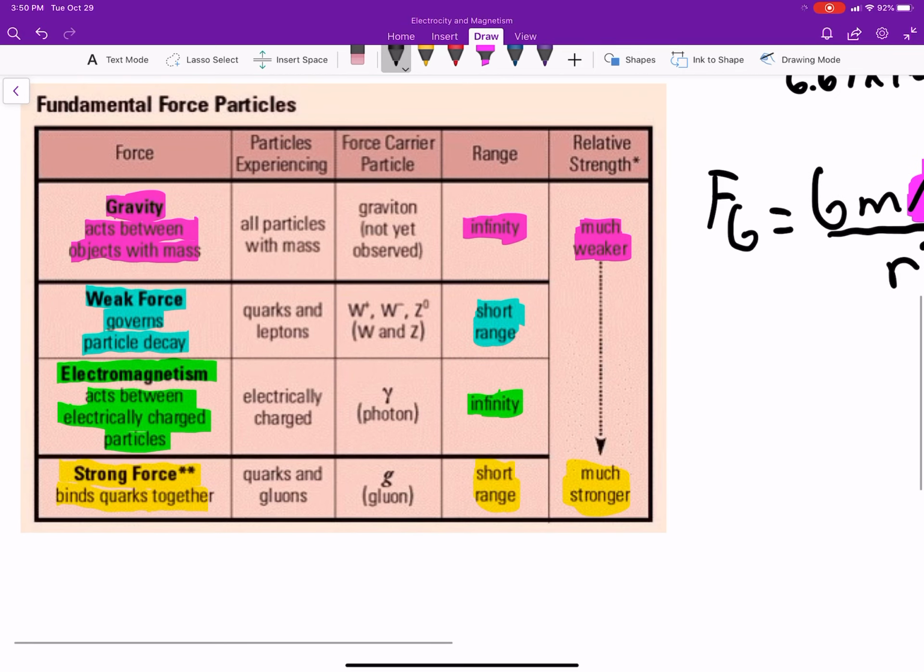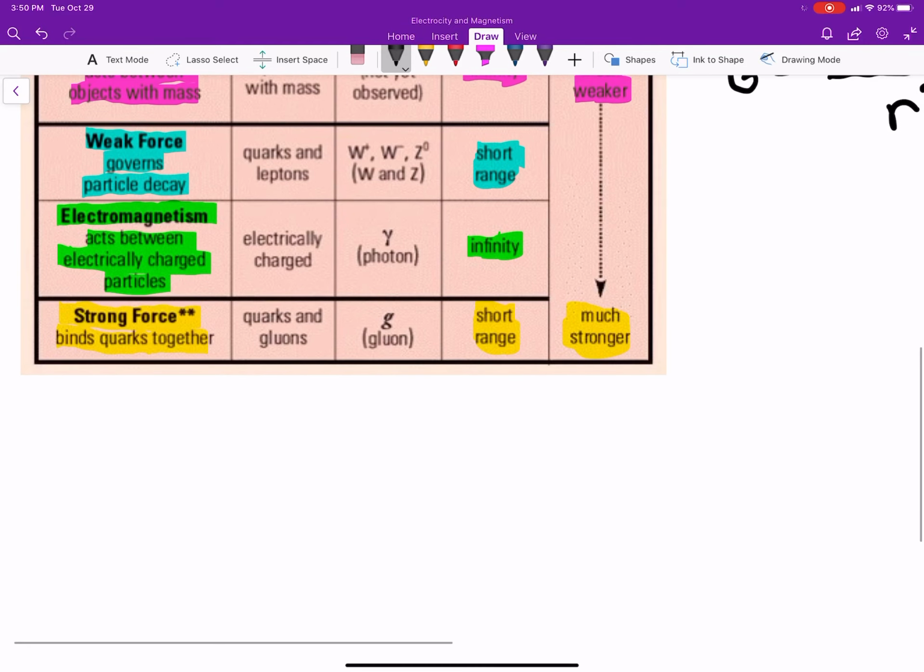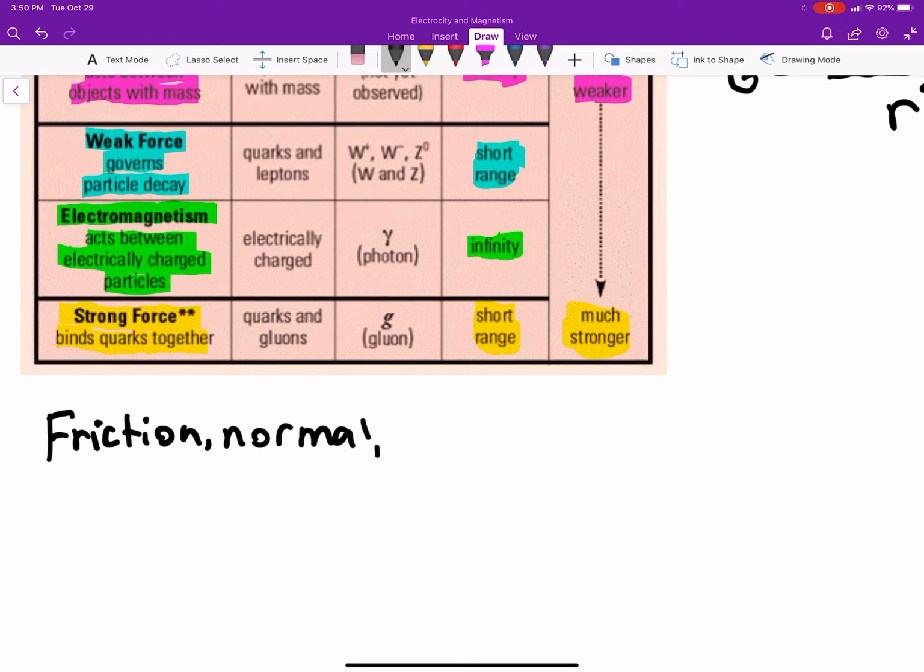I also want to mention, you might ask, hey, I've taken physics 1, physics 2. What about friction, normal force? What about all these other forces we worked with? Those are actually an electromagnetic force. So a lot of the things that you would call, for example, friction, air resistance, which is a form of friction, can be explained with electromagnetism. So they actually fall into that category.